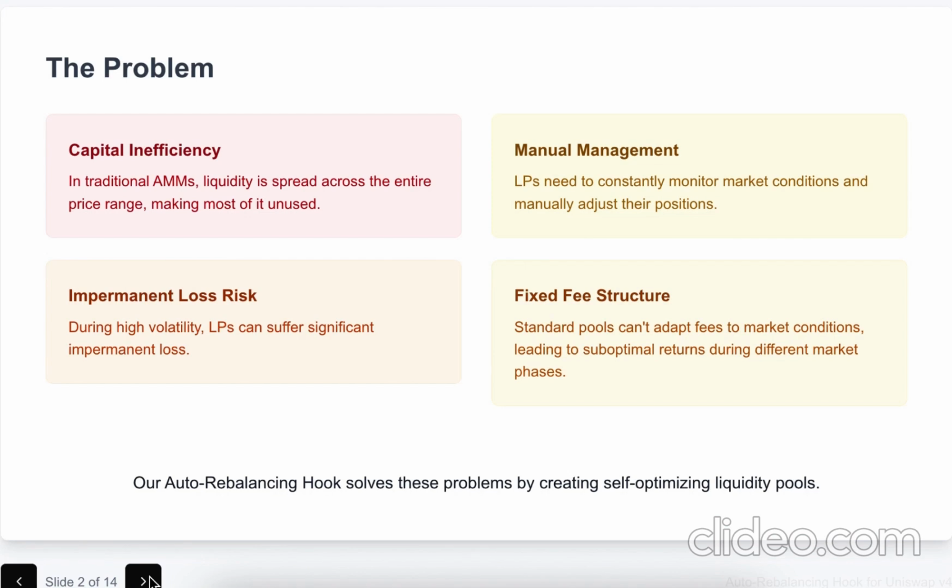Liquidity providers in DeFi face several challenges, which range from capital inefficiency to impermanent loss. Our Auto Rebalancing Hook solves these problems by creating self-optimizing liquidity pools.